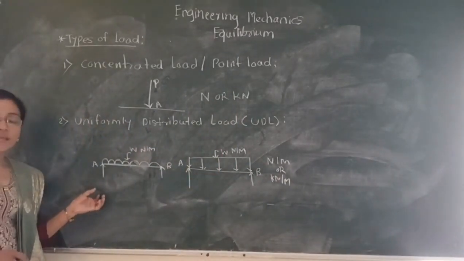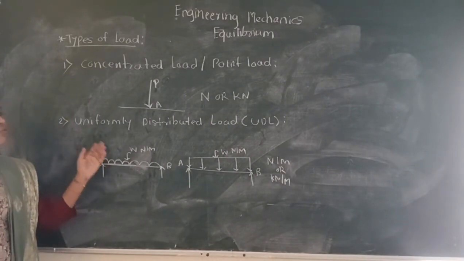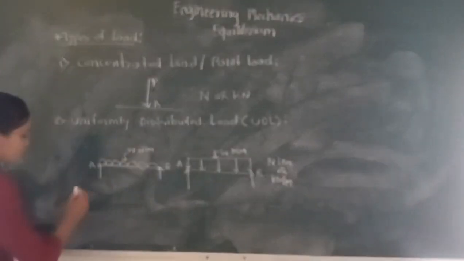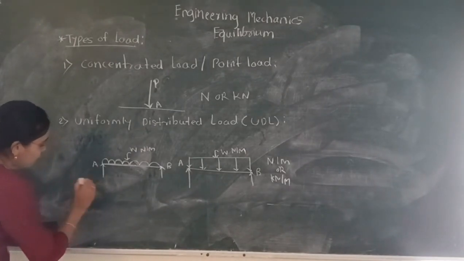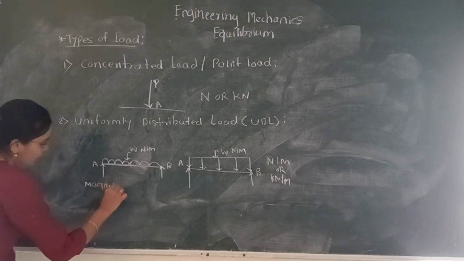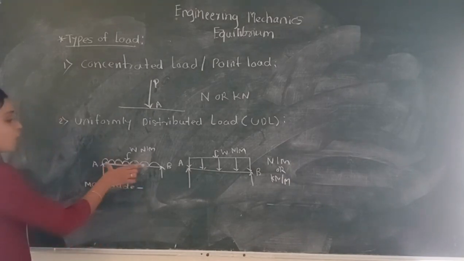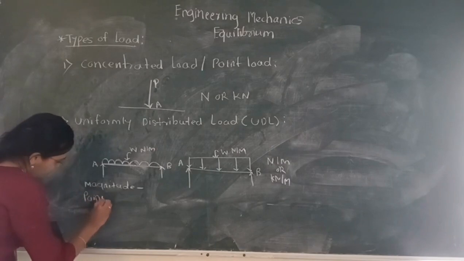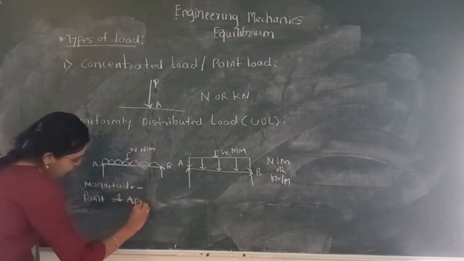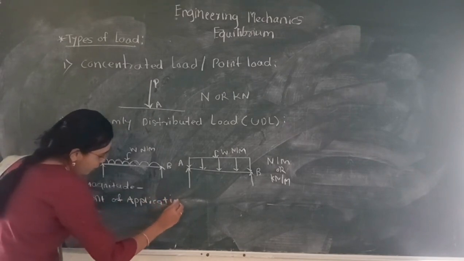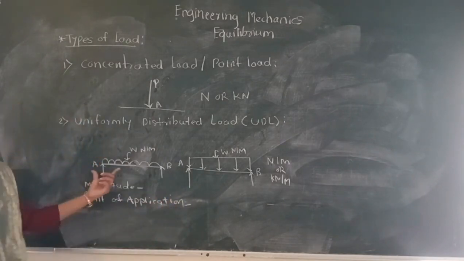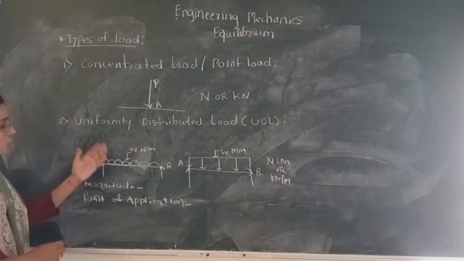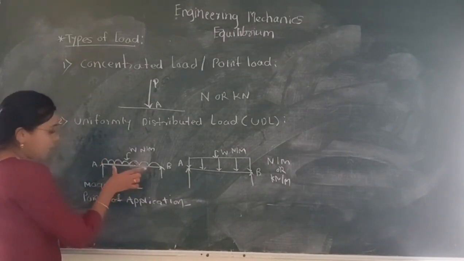During analysis of any body or beam, always uniformly distributed load is converted into point load. So during conversion, converted point load's magnitude can be taken as area of this portion. And point of application can be taken as centroidal portion for this beam. So magnitude for converted point load will be area of this.